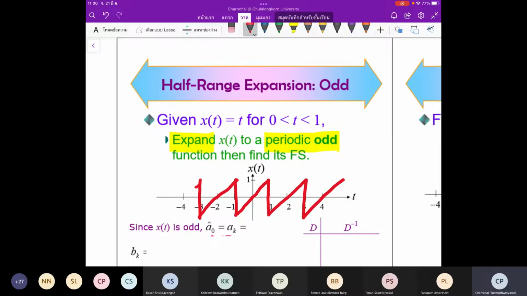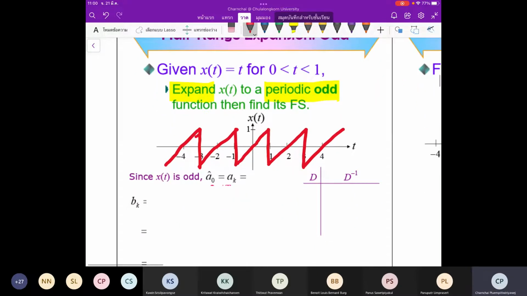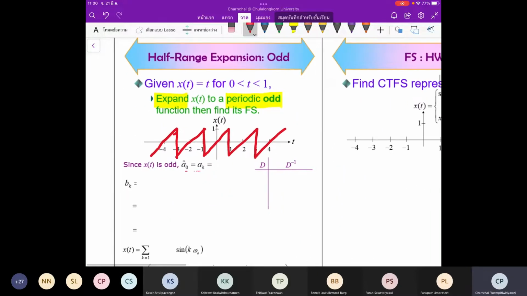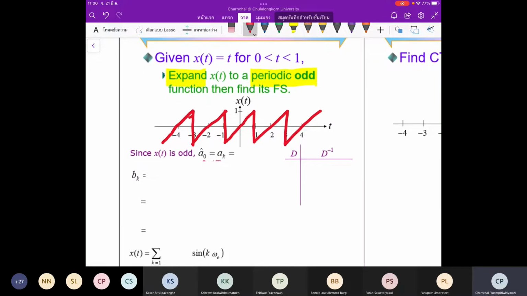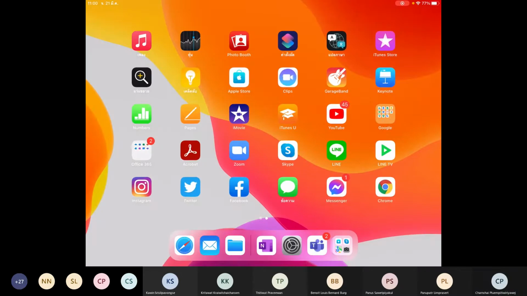We got this one. So this is our periodic odd function. Since it is an odd function, what is a zero hat supposed to be? Can you answer it here?